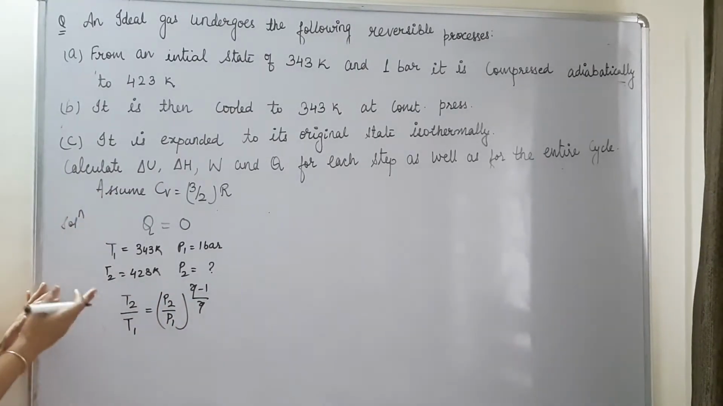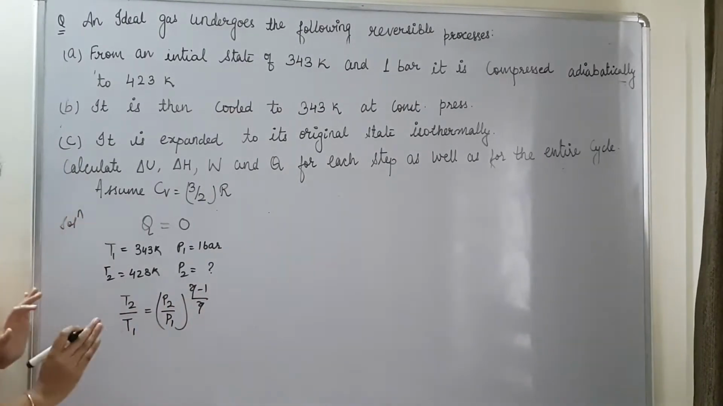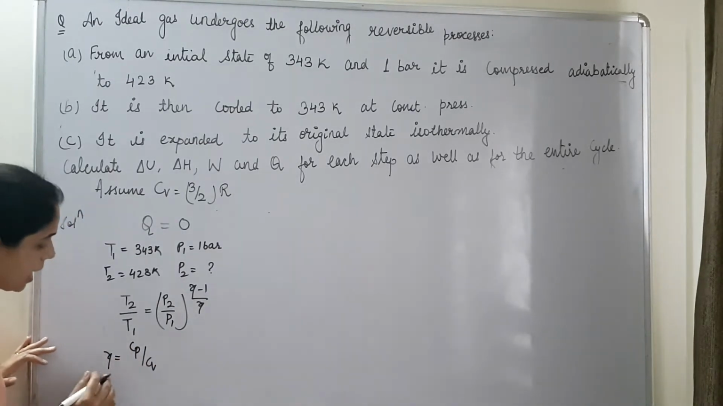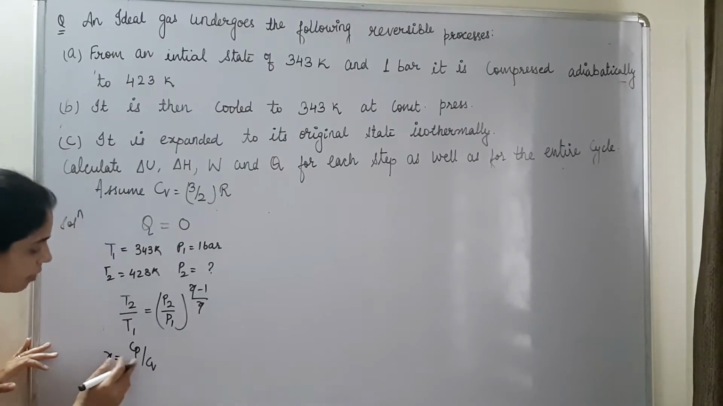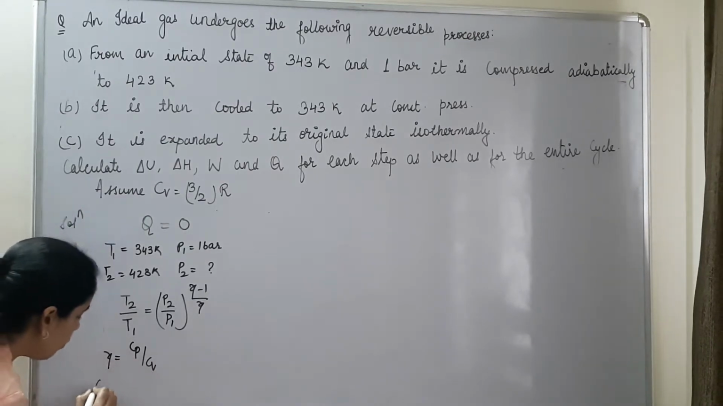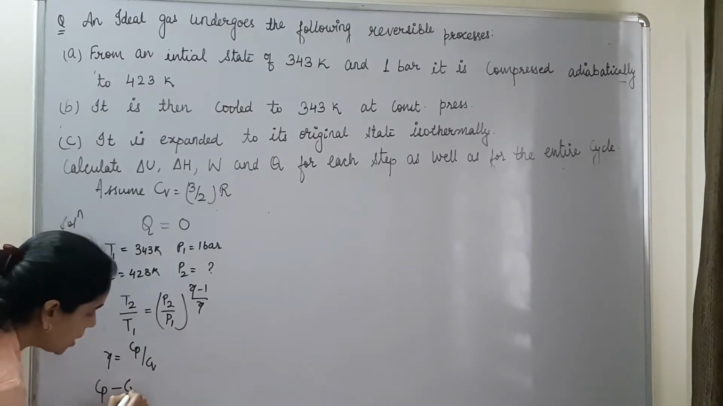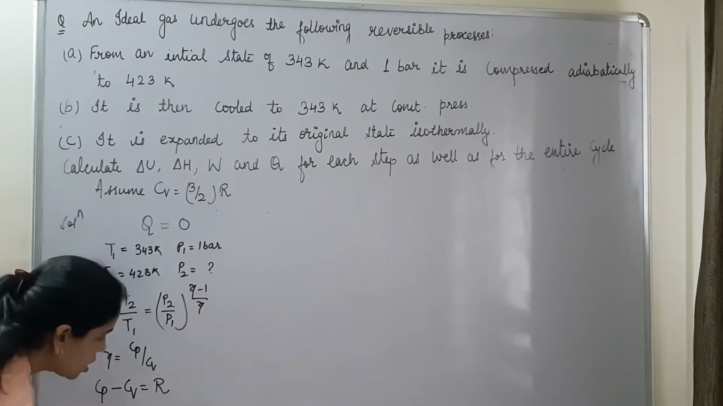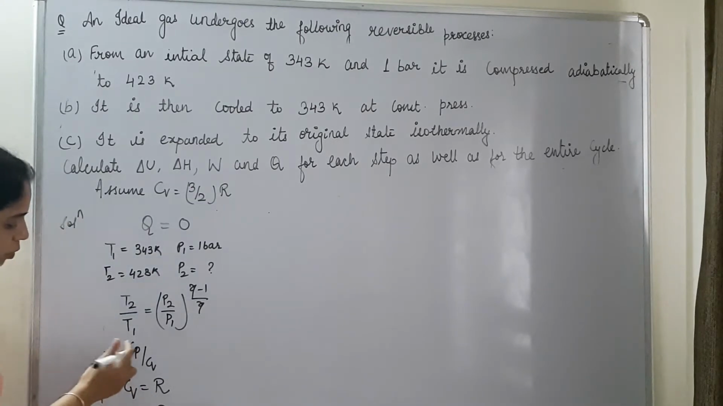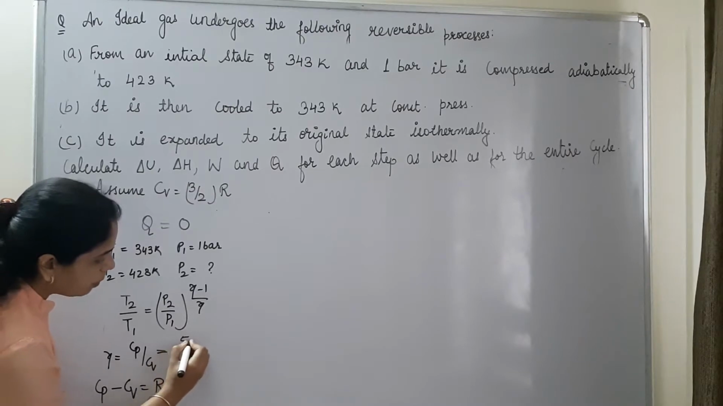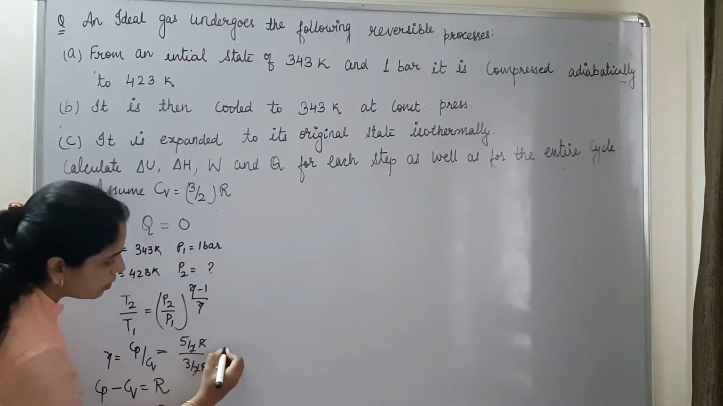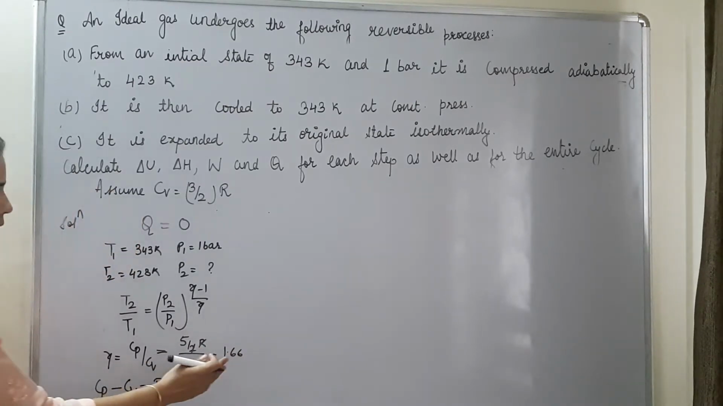In my previous video lecture, I have already discussed what gamma is. Gamma is the ratio of Cp to Cv, right? And Cp is not given, Cv is given. So we know one more relationship between Cp and Cv, which is Cp minus Cv is equal to R. So Cp minus 3 by 2 R is equal to R. The value of Cp will be 5 by 2 R. Putting it here, 5 by 2 R upon 3 by 2 R, R cancels, 2 cancels, 5 by 3 comes to 1.66.